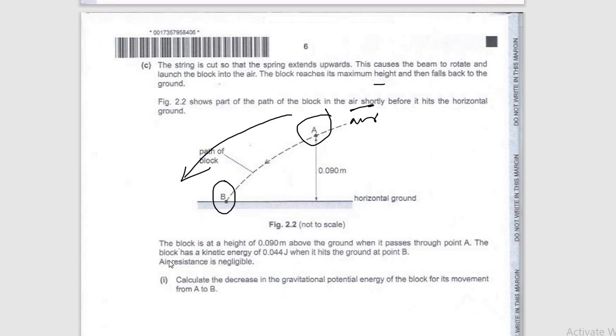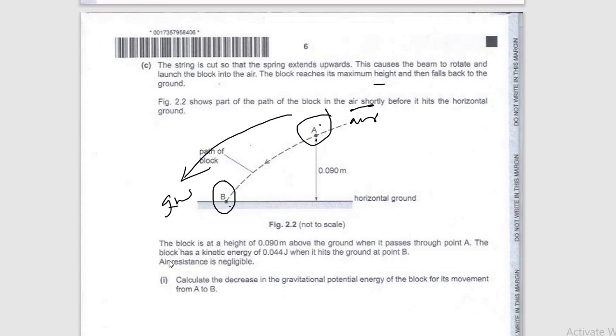Now, according to the question, this causes the beam to rotate and launch the block into the air. I've shown you. The block reaches the maximum height and then falls back. The maximum height reached by the block is point A. So the path taken when the block is coming back from A to the ground looks parabolic in nature. That's what is shown. This is the path taken from A back to the ground.